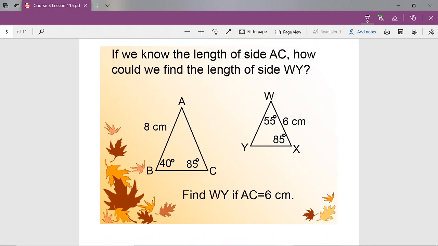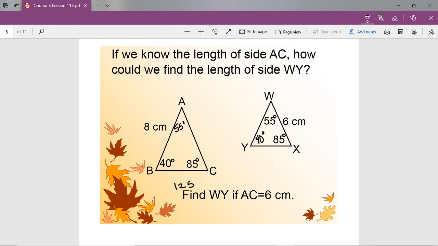Okay, if we know the length of one side, how could we find the length of WY? Well, let's look at these triangles and just fill them in with all of the angle measurements that I would know. Well, I know this adds up to 180, so if I take 40 and 85, that gives me 125, so I must have 55 degrees left for this angle A. And then in our other triangle, 55 and 85 add up to 140, so I must have 40 degrees left for this angle Y.